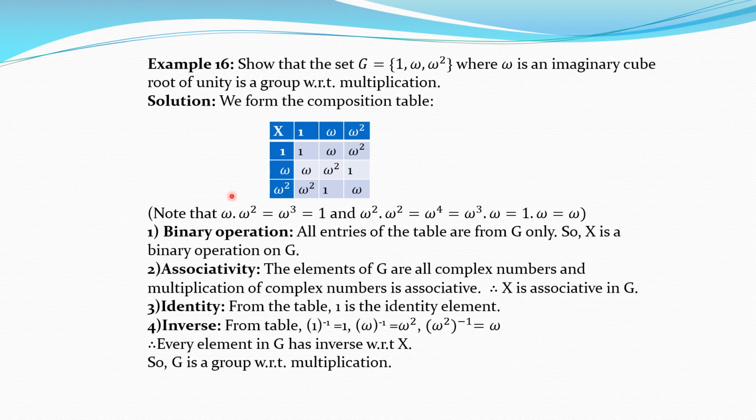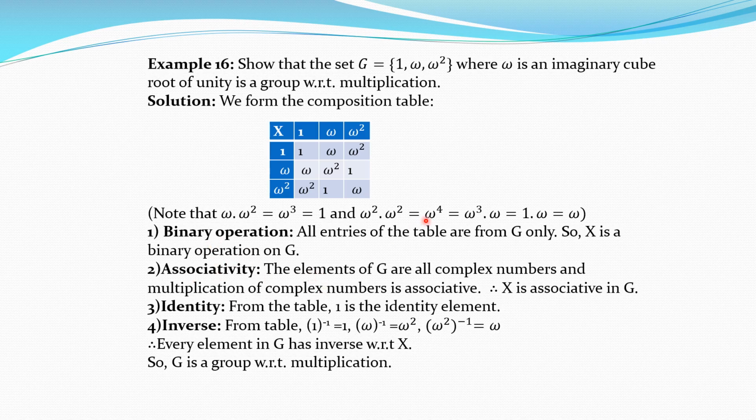Similarly, omega square into omega square is omega raised to 4. But omega raised to 4 is omega cube into omega. And omega cube is 1. So 1 into omega is omega. So finally we get omega square into omega square as omega. Now this is our table. Now again all the members of this table are from G only. So G is closed with respect to multiplication.